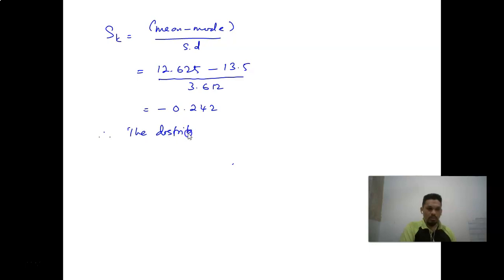So then the distribution is slightly negatively skewed.